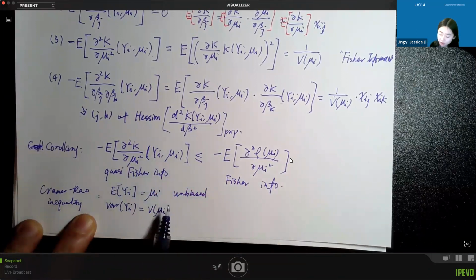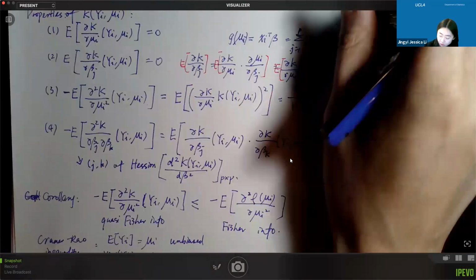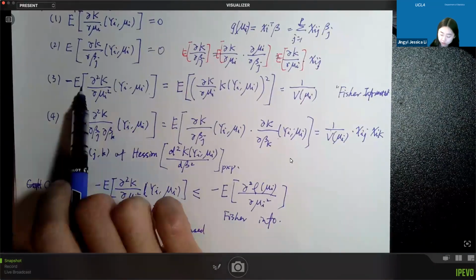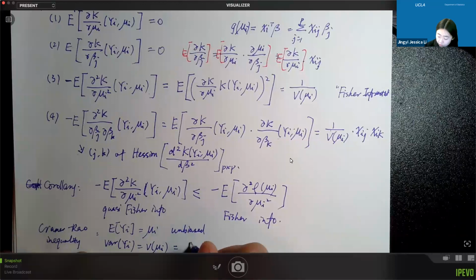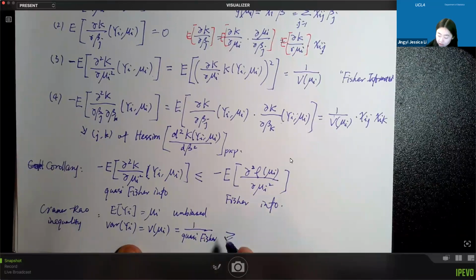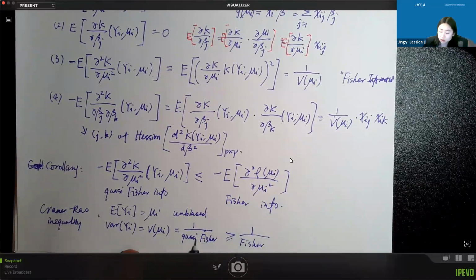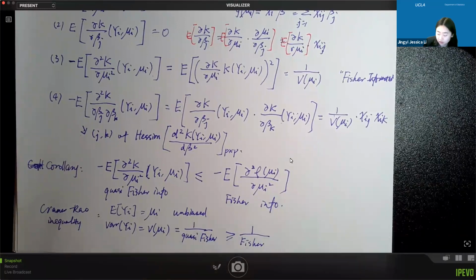And now, based on this property, the v of mu i is just 1 over this quasi-Fisher, okay? So it's 1 over the quasi-Fisher. Yeah, I'm just writing the words for simplicity. And the lower bound provided by Cramer-Rao is that this variance is no smaller than 1 over the actual Fisher. So you have this inequality, and then you take the inverse on both sides. You can see quasi-Fisher is no greater than actual Fisher. So yeah, this is something interesting to know.